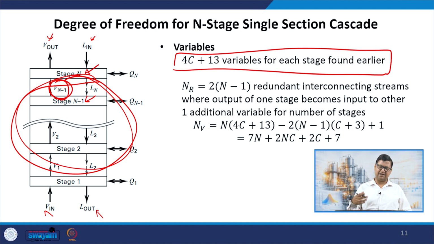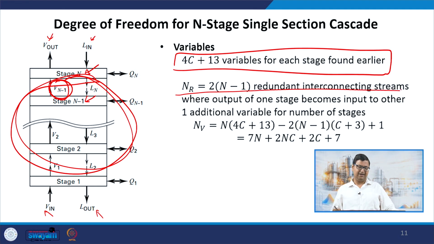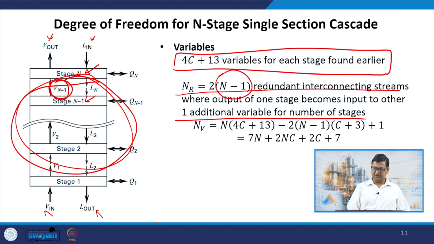So we have to count it only once, not twice, right. Therefore, in our variable counting, we should avoid the double counting of the interconnecting stream. And how many do we have? We have 2 into n minus 1, 1 for each phase, and n minus 1 variables, because we are going from stage 1 to n minus 1. There are going to be n minus 1 interconnecting variables, right. And finally, we have one extra variable, that is the number of stages that we are having, right.